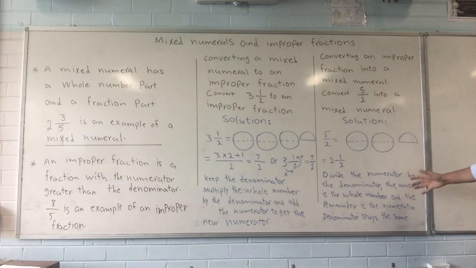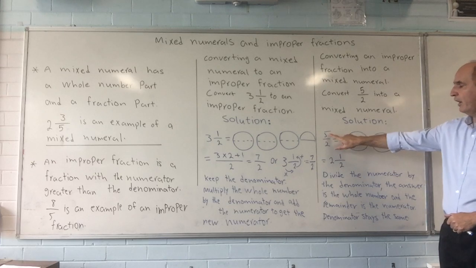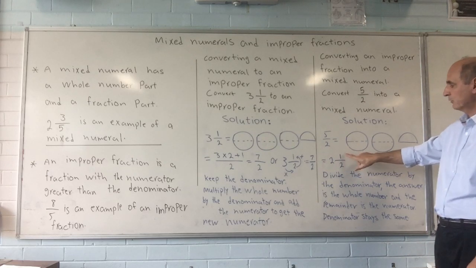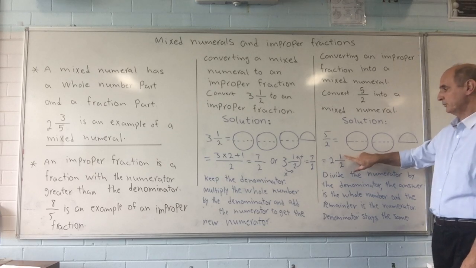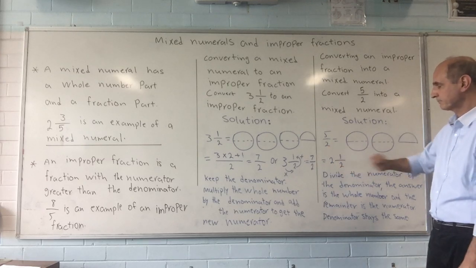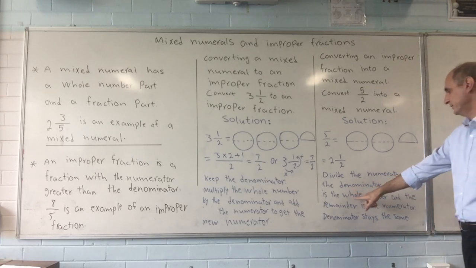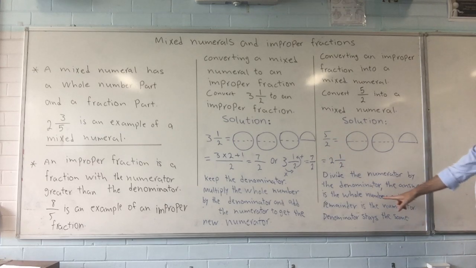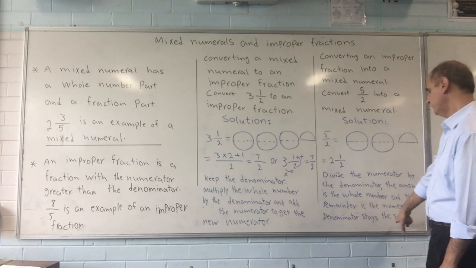And again, if you want to see what the rule is, divide the numerator by the denominator. So 5 divided by 2. You're going to get 2, and you're going to have 1 as your remainder. And 1 becomes your new numerator, but the denominator stays the same. So divide the numerator by the denominator. The answer is the whole number, in this case 2. 5 divided by 2 is 2. And the remainder is the numerator. And the denominator stays the same.